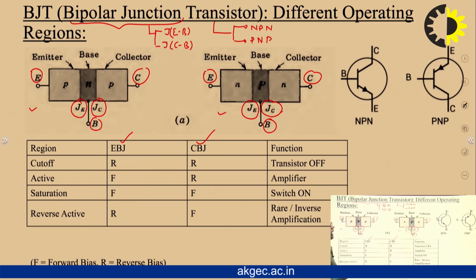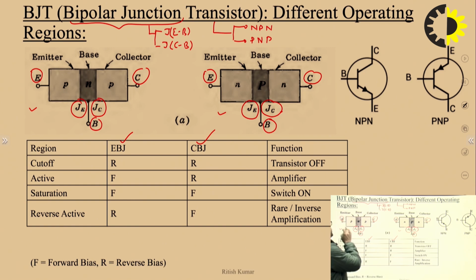As we know, for a diode we have two kinds of biasing. The first one is forward bias and the second one is reverse bias. In the case of forward bias, we connect P with the positive and N with the negative terminal of the battery, while in reverse bias, P is connected with the negative and N with the positive of the battery. Similarly, we need to connect these junctions in the forward and reverse bias cases.